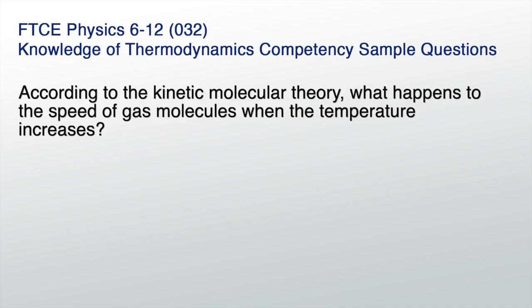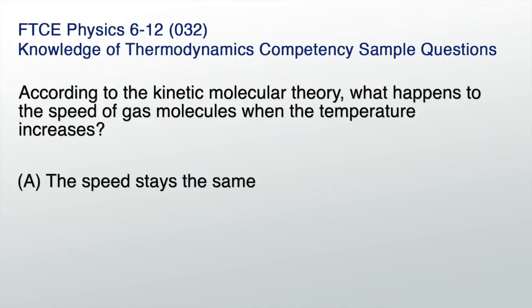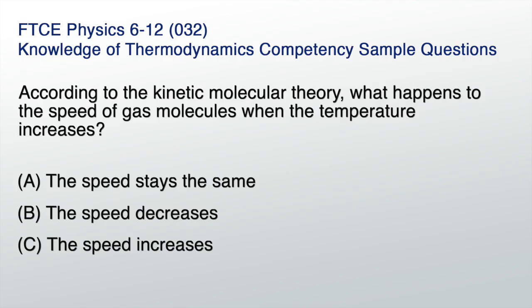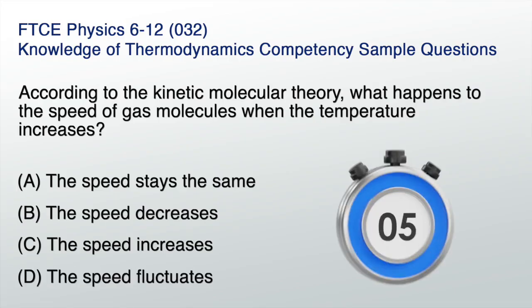According to the kinetic molecular theory, what happens to the speed of gas molecules when the temperature increases? A, the speed stays the same. B, the speed decreases. C, the speed increases. Or D, the speed fluctuates.